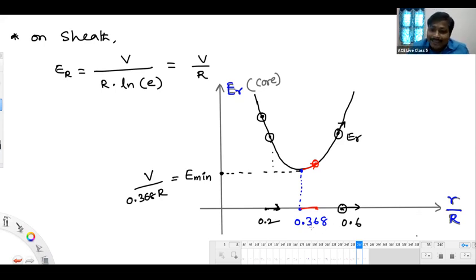Compared to the previous dimension, the present dimension you have selected is better. So in that view, we should always design the cable on the basis of small r by capital R value less than 0.368. Can I write those statements now? All of you understood this view?